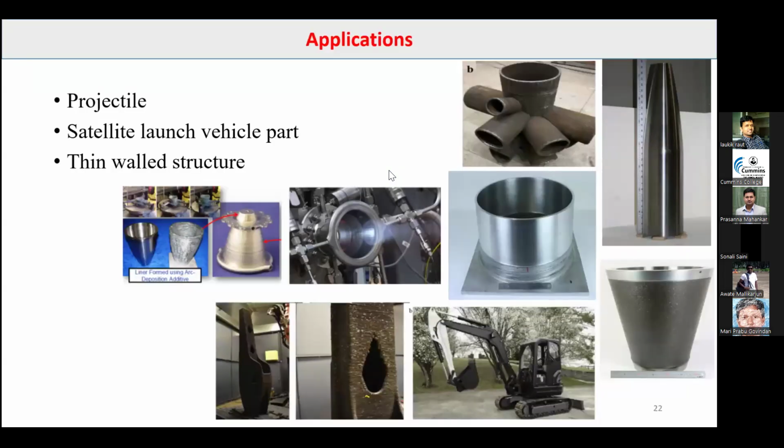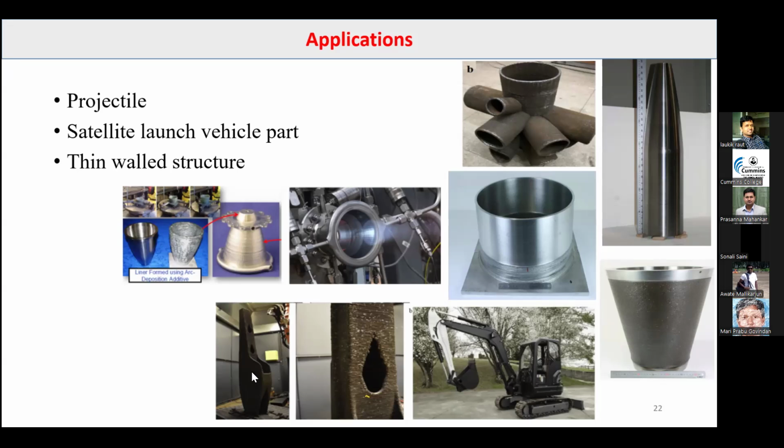These are some of the applications of wire arc additive manufacturing. So here you can see this is the shell of a projectile. Its height is around 2 feet, and it is deposited with the help of wire arc additive manufacturing. Even such complex jobs can be deposited with the help of WAAM. Then this is a very long component. Here you can see the boom of a JCB. So this complete boom is deposited with the help of wire arc additive manufacturing.